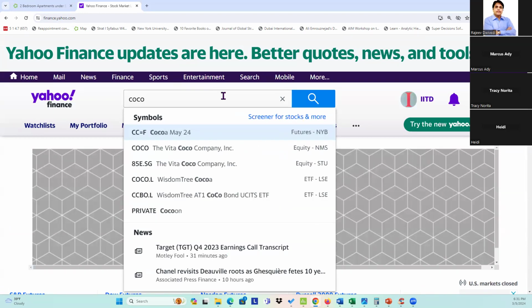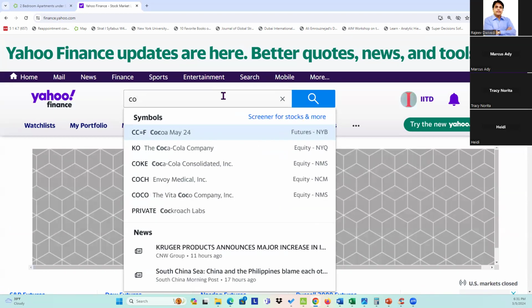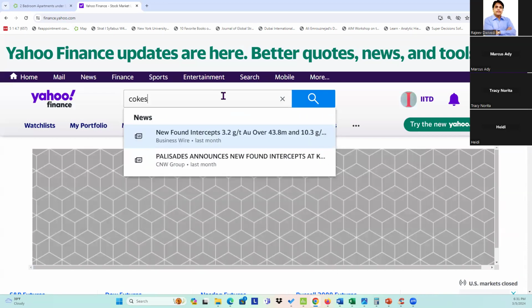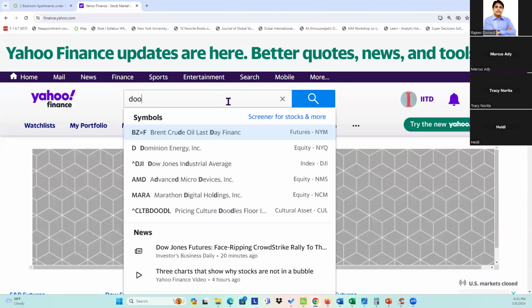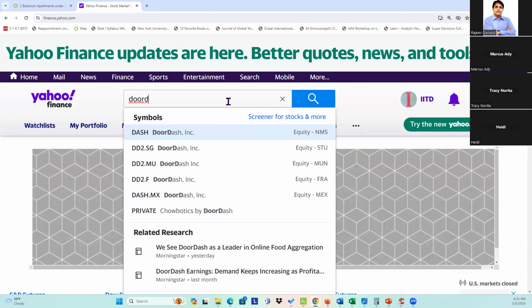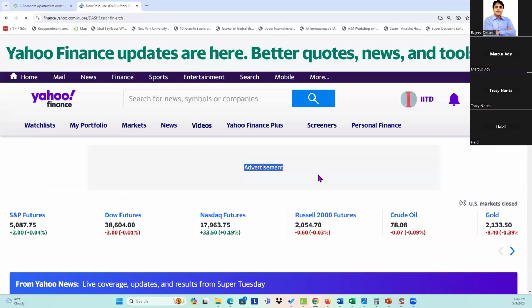I can't remember what Coke's ticker symbol is. I think if you just... Yeah, it is right there. Okay, here. It should be any.